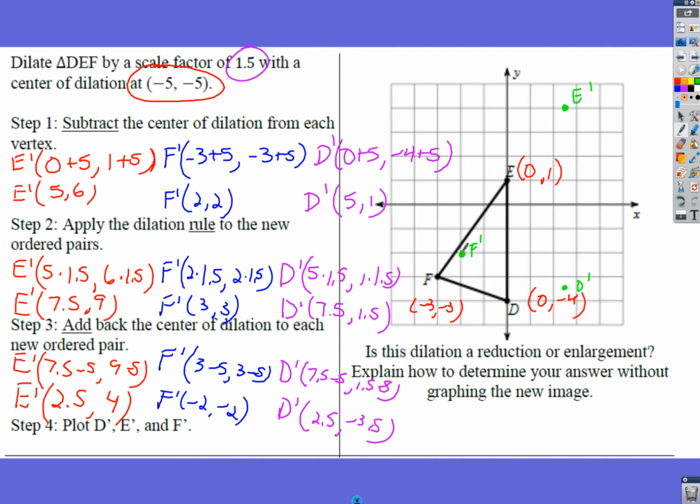The reason why it looks like it also slid... Can we agree that the green triangle is bigger than the black one? Yeah, it's 1.5 times bigger. Okay, but the reason why it also looks like it slid is because we moved the center of dilation. Question? No.